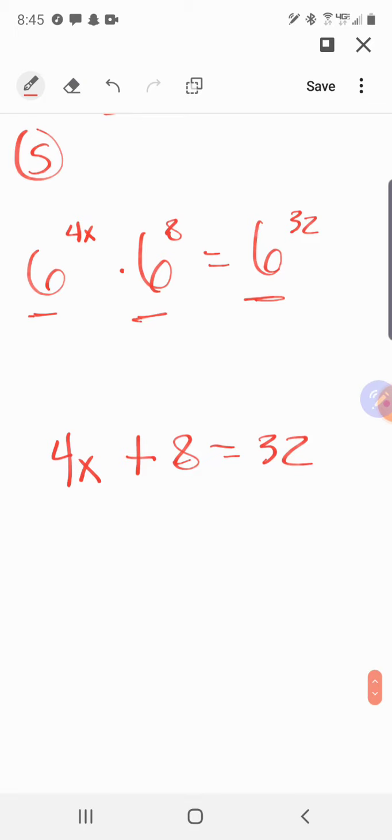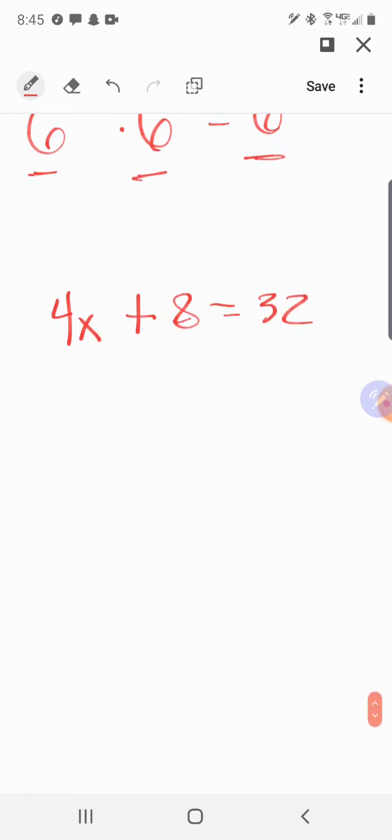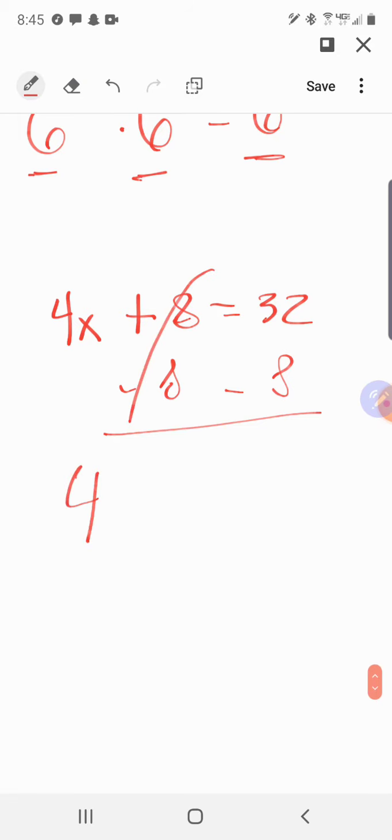This goes back to our basic knowledge of two-step equations. The first thing that I need to do is isolate x by itself. In order to isolate x by itself, I need to subtract 8 from both sides. When I subtract 8 from both sides, all right, this cancels out. 8 minus 8 is 0, so I'm just left with 4x is equal to 32 minus 8 is 24.